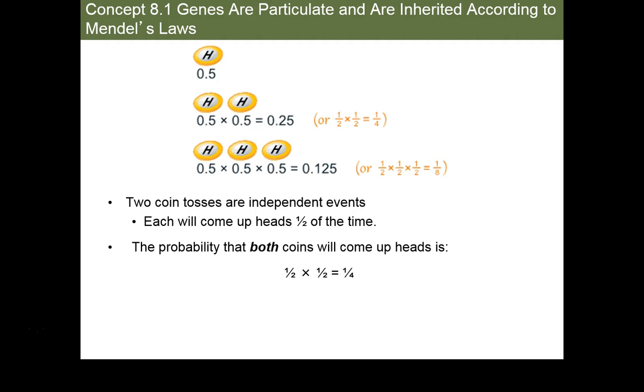Two coin tosses are independent events. Each will come up heads half the time. The probability that both coin tosses end up heads is 1/2 times 1/2, which equals 1/4.